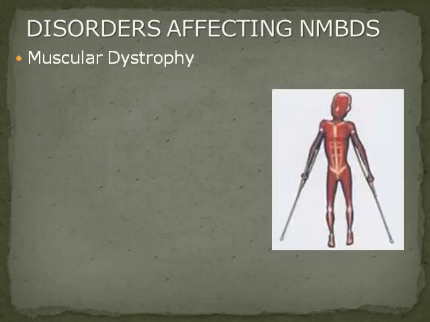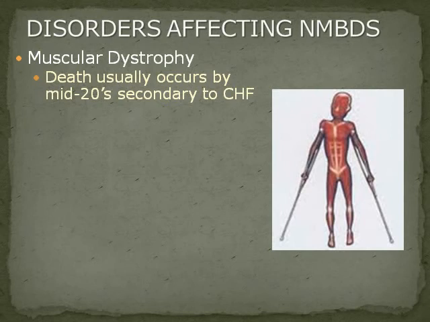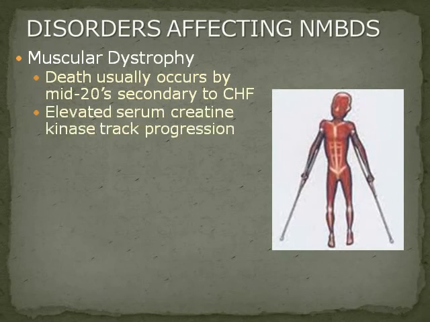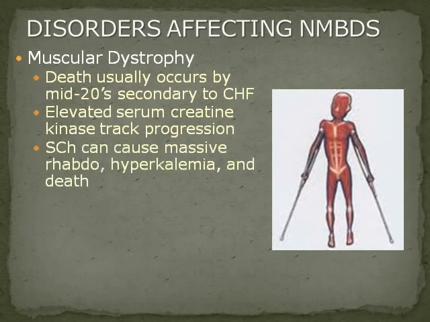By the preteen years, the patient often is confined to a wheelchair, and death usually occurs by the mid-20s secondary to congestive heart failure. Serum creatine kinase levels are elevated and track the progression of muscular degeneration. Although the diaphragm is spared, accessory muscle weakness produces a restricted pattern on pulmonary function testing. Because coughing is impaired, pneumonia is a frequent complication.